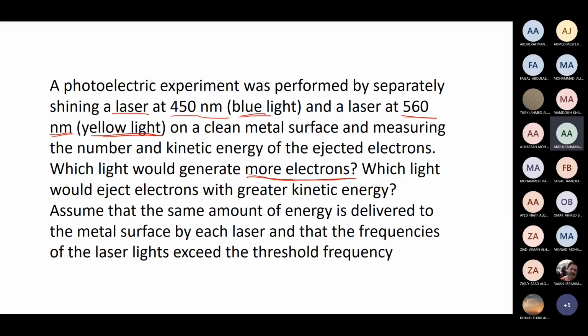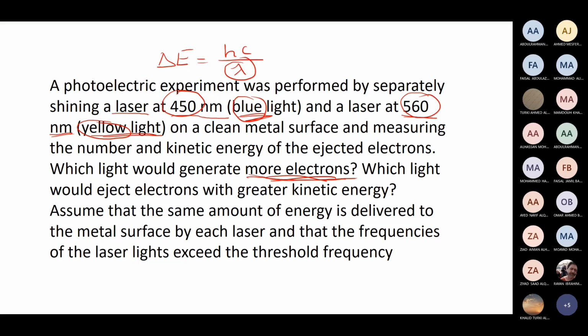Because less wavelength, greater. Exactly. Don't forget that the energy is equal to hc over lambda. So the smaller, this one is smaller than this one. So which one has more energy? The blue or the yellow? The blue. The blue has more energy, so it will give you more electrons.